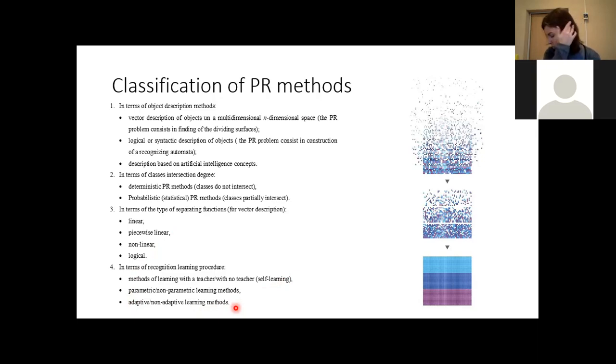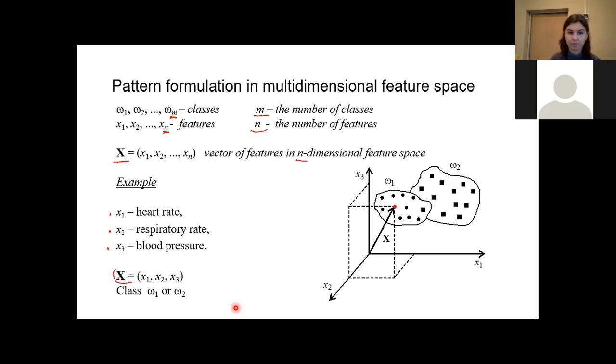And also, the second group is adaptive and non-adaptive learning methods. In the adaptive approach, you may change some coefficients or parameters during the learning, but in non-adaptive, your selected parameters should be stable. So, in this part, we will work with methods which use vector representation of the objects. It's deterministic methods, linear methods, and methods with the teacher, parametric and adaptive. So we will just select this.